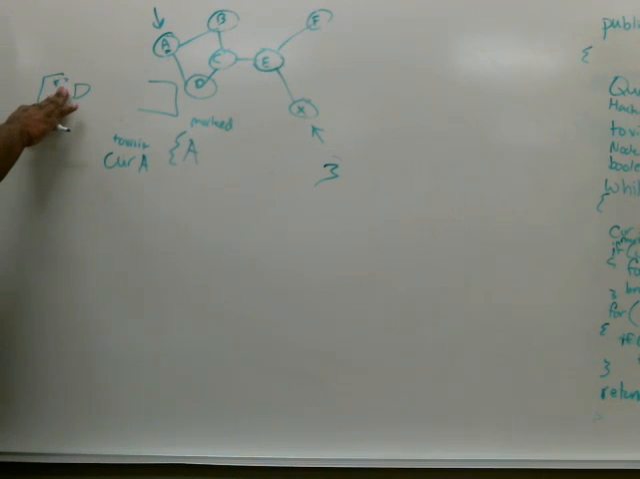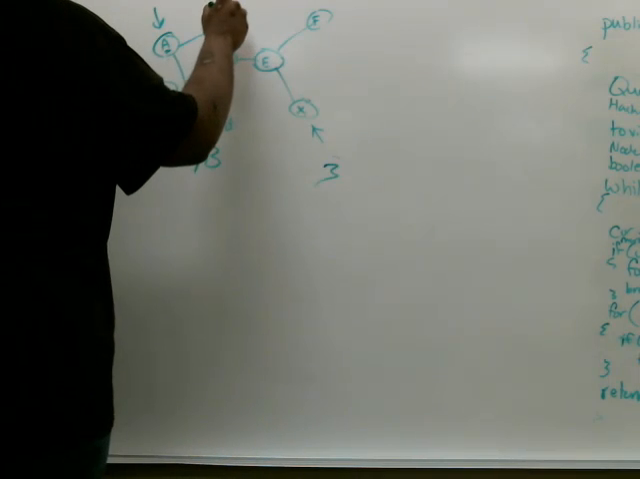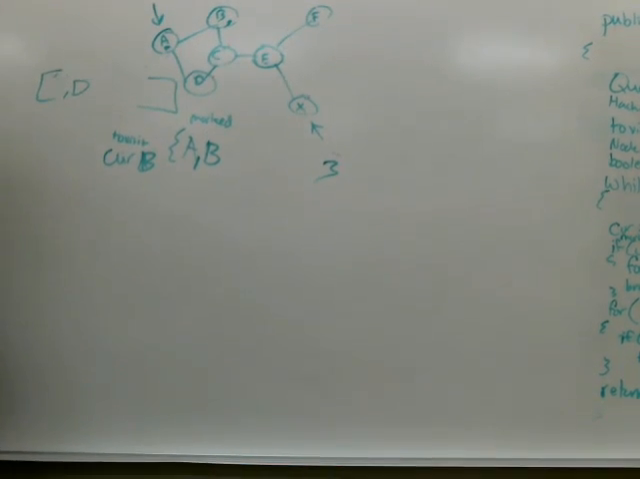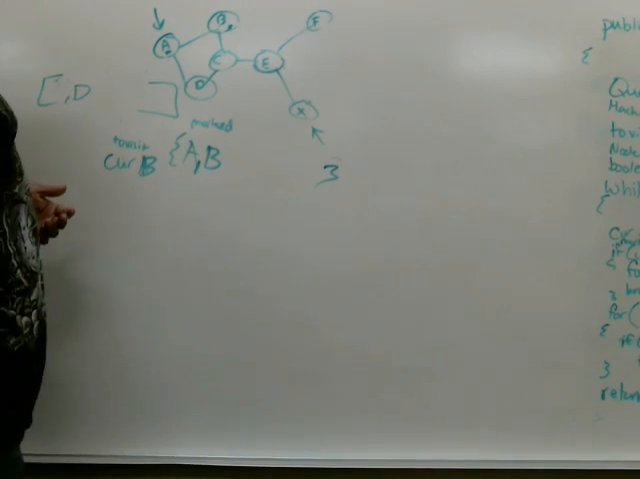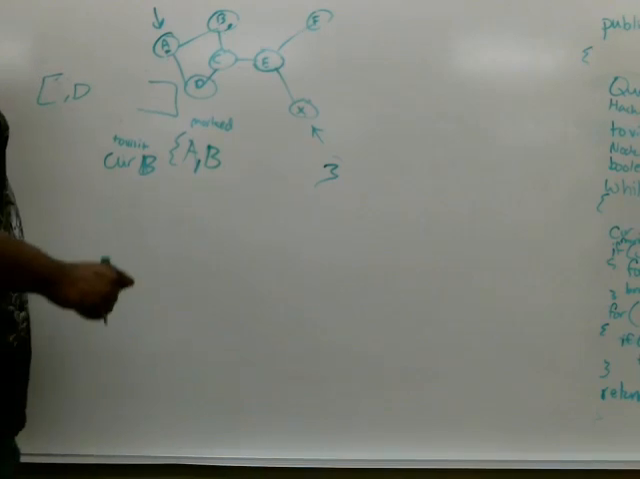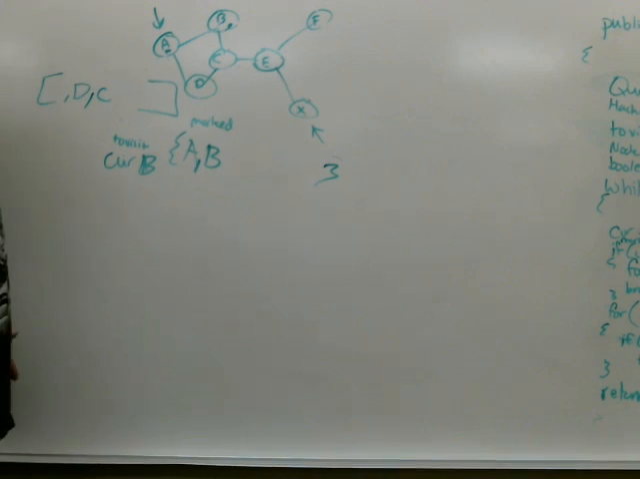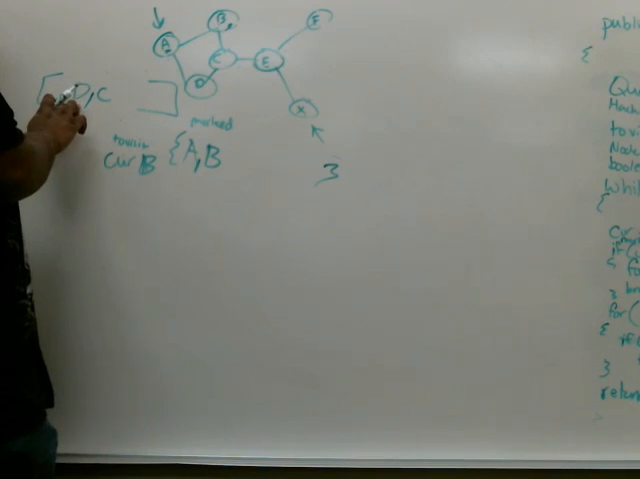Now we get B. Okay, we mark B as visited. And our current is B. Okay, so for B, we know that it's not X. So now we enqueue all of B's neighbors. So now we have C. Okay, so now we dequeue. So now we have D.